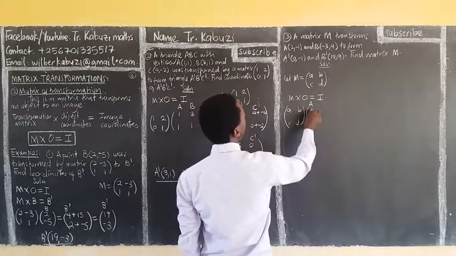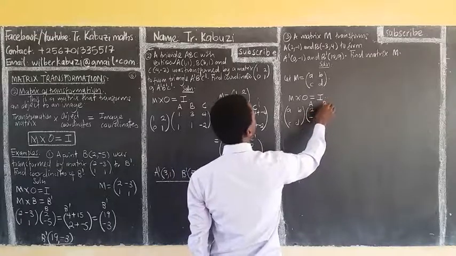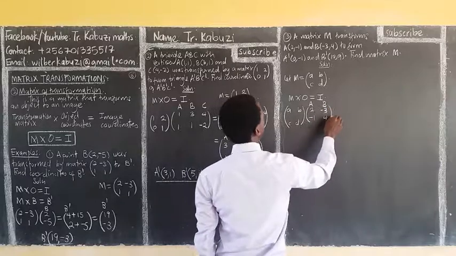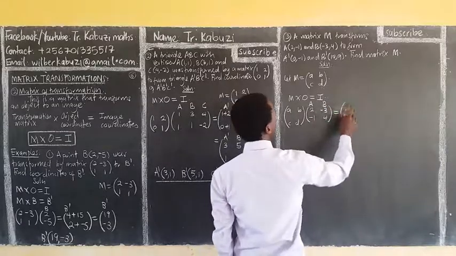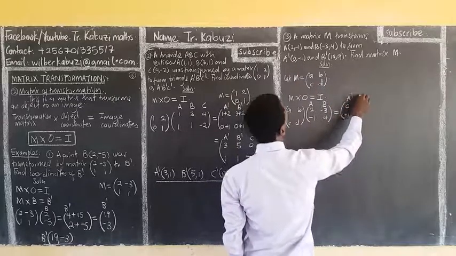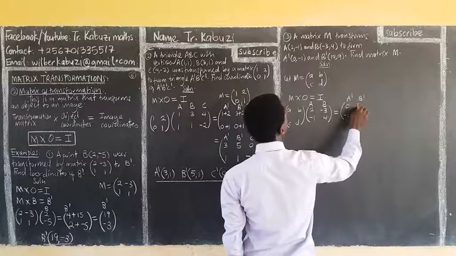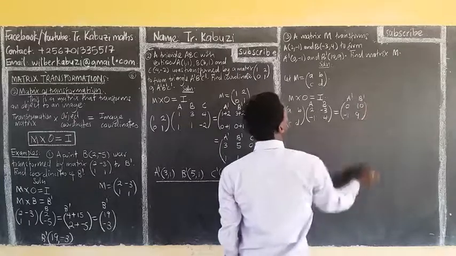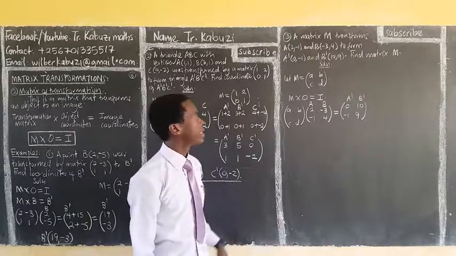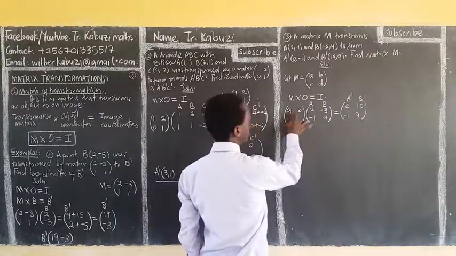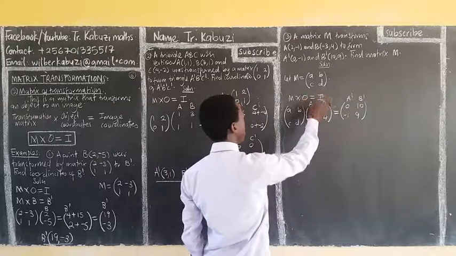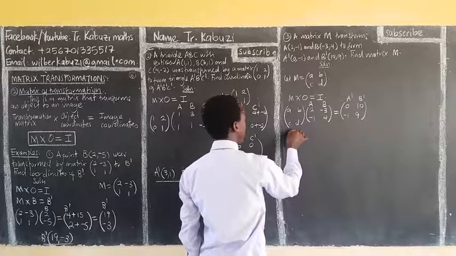Then times our object A, which is 2, negative 1, and B, which is negative 3, 4. So this is going to give us A prime, which is 0, negative 1, and B prime, which is 10, 9. As simple as that. Then we apply the multiplication of 2 matrices. You see this row? It's going to multiply this row and this, and that's what we get.